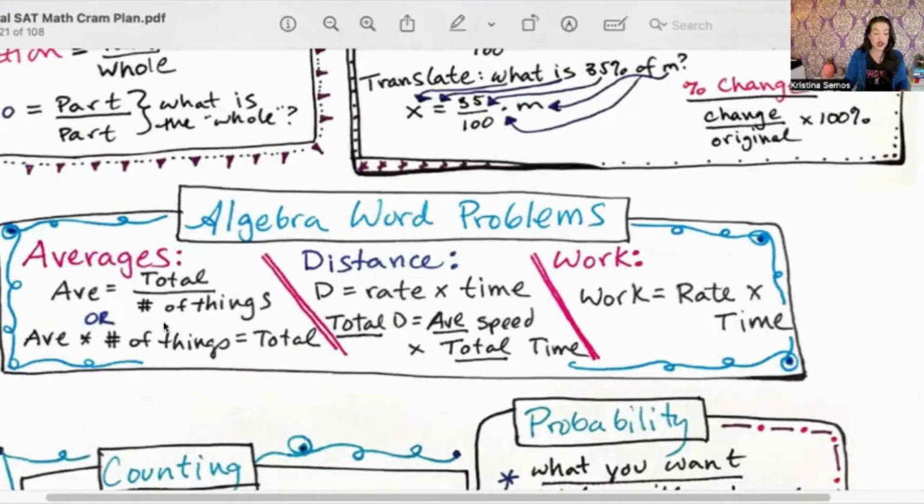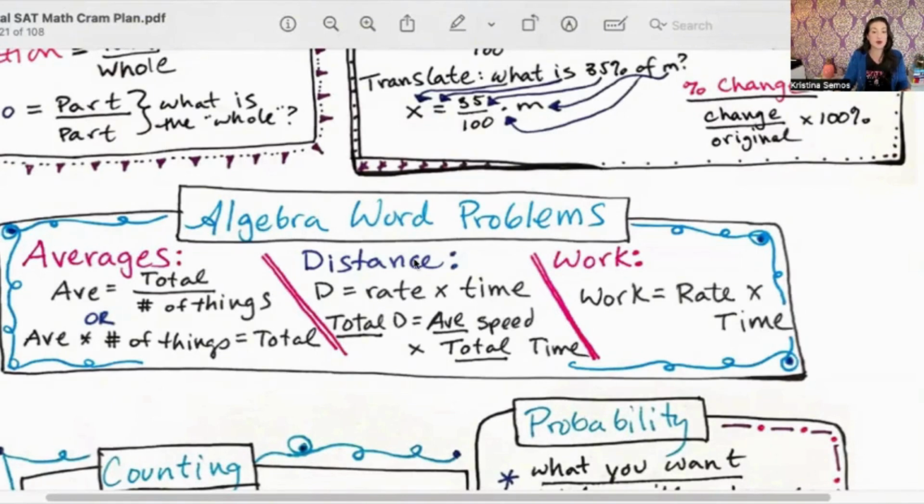So for averages, you're literally jotting down average equals total divided by number of things. Or my favorite, which is if you cross multiplied this, and I often find it's way more effective and useful, is average times the number of things equals the total. You're literally just jotting it down before you even start to think about what you're doing in the problem.